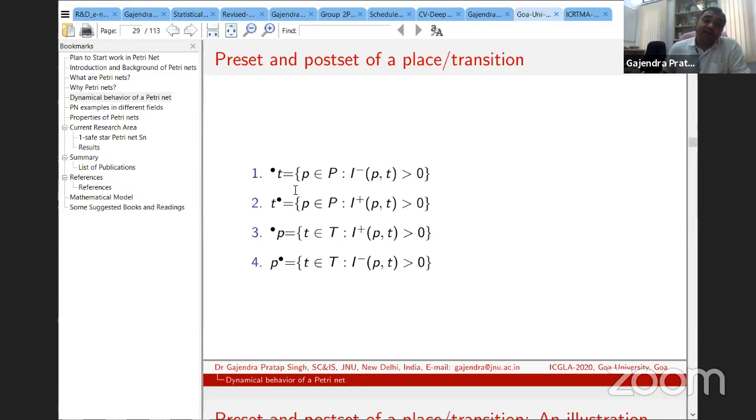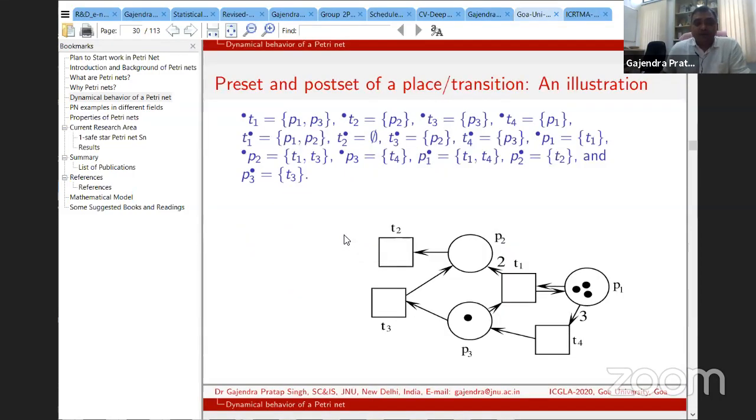One more definition: T in terms of pre and post set. T pre is the set of all places that have an arc from place to transition greater than 0. That is T pre, and similarly T post. Similarly, P pre we can define. For example, here T pre means this is T1. T1 means how many places are connected. P1 and P3 are connected with T1. That is why it is P1, P3.